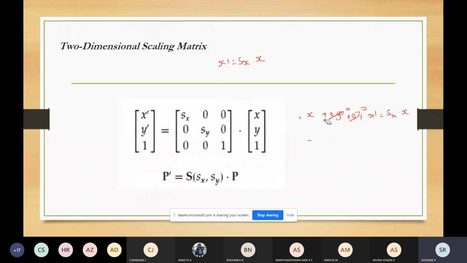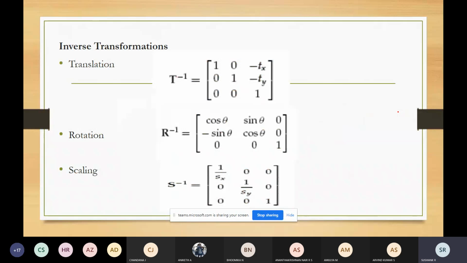So now we studied all these three things, and also we found the inverse. Inverse means, see, there is a point P. You are moving in this direction to a point called P dash. If you want to move in the reverse direction, the opposite direction, you'll be using the minus value or the negation value. For the translation, if you want to find the inverse, you just replace Tx with minus Tx, Ty with minus Ty. So you'll get the inverse value.